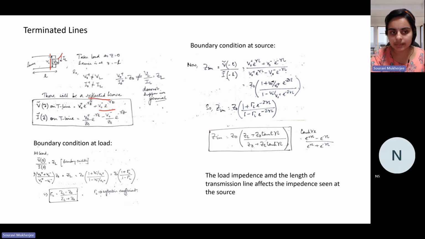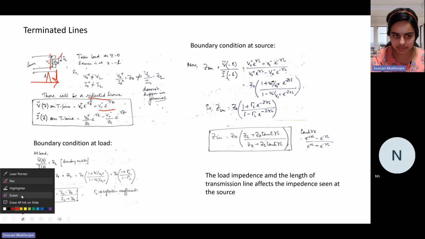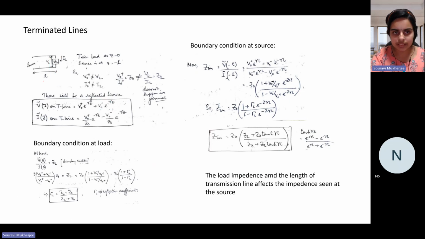Now let us see how we apply the boundary condition. At the load, what should happen? Your voltage and current are functions of Z. Z is along the horizontal direction; just consider this line as Z. So the ratio of V at Z equal to 0 and I at Z equal to 0 should be equal to the impedance at this terminal, right?